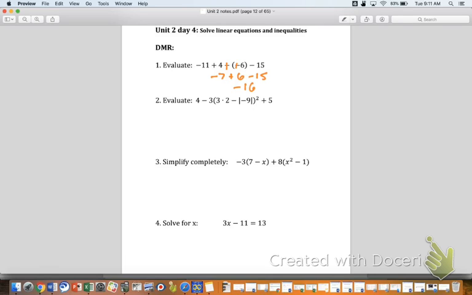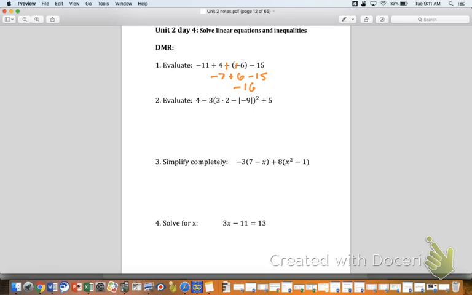So number 1 was all one operation, essentially minus and plus. Number 2, like yesterday, has a lot more involved. There's all kinds of operations, so reading from left to right doesn't make sense here. You've got to use the order of operations. What's the answer to number 1? Negative 16.